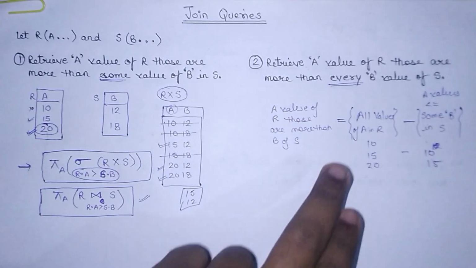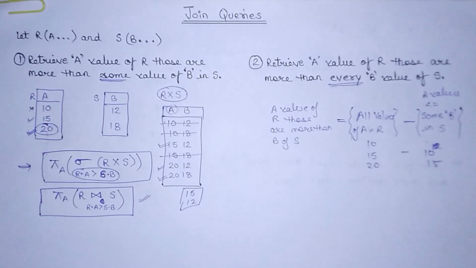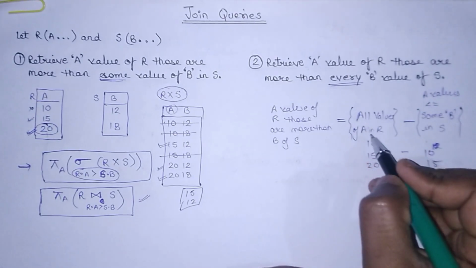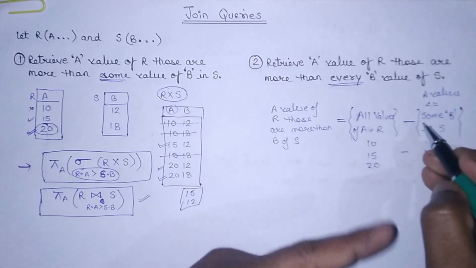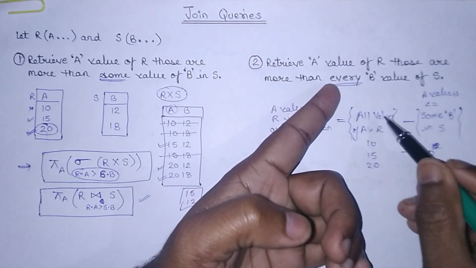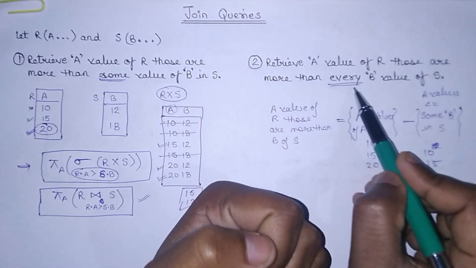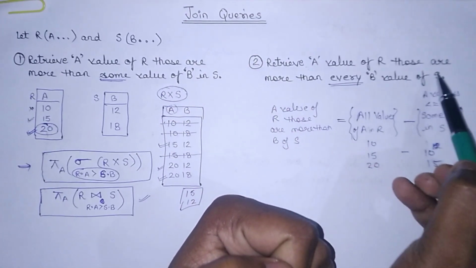But I told you that for every we cannot directly write a query, so we'll be working in a way like all minus some, which is the opposite way of working. So how can we do that? We'll be subtracting, from all values of A in R, the complement of this. So what will be the complement of this? The A values of R that are less than or equal to some B value of S.